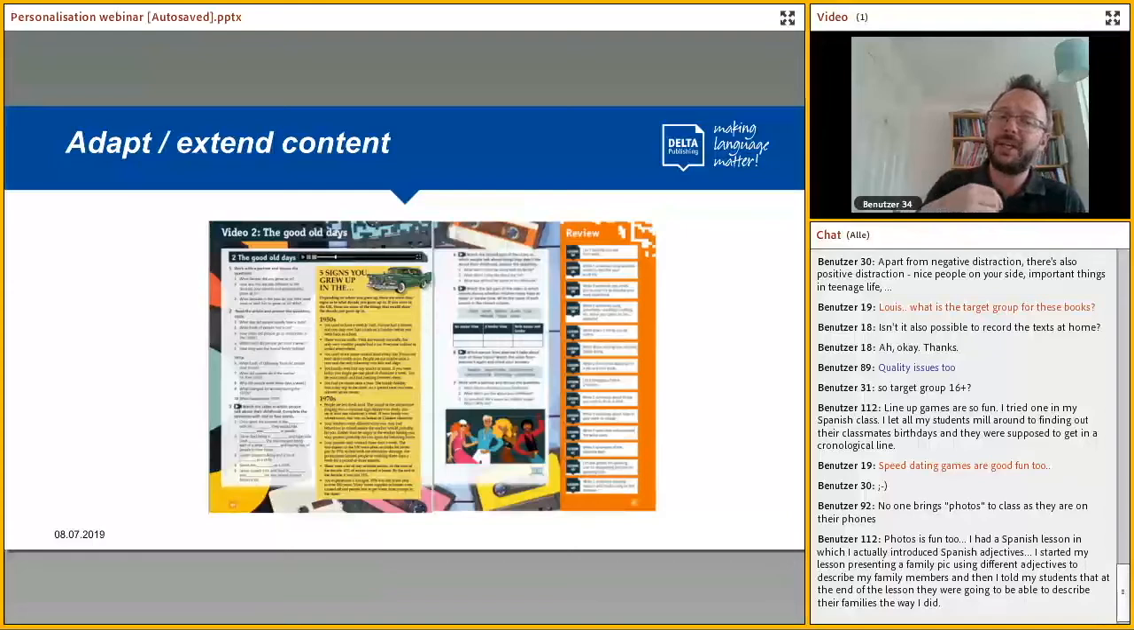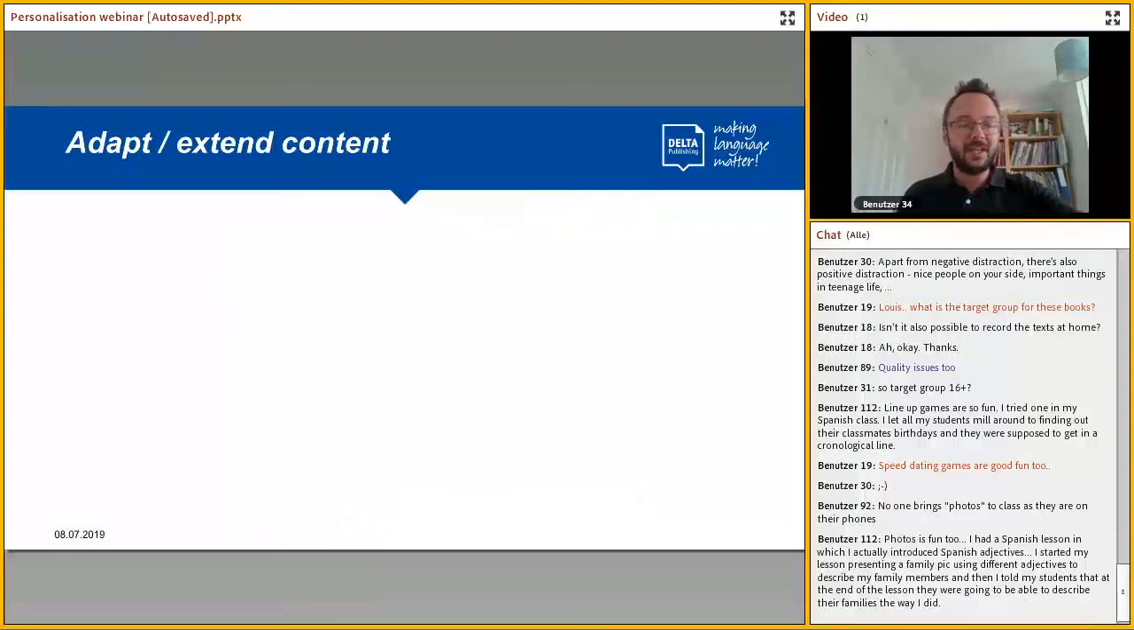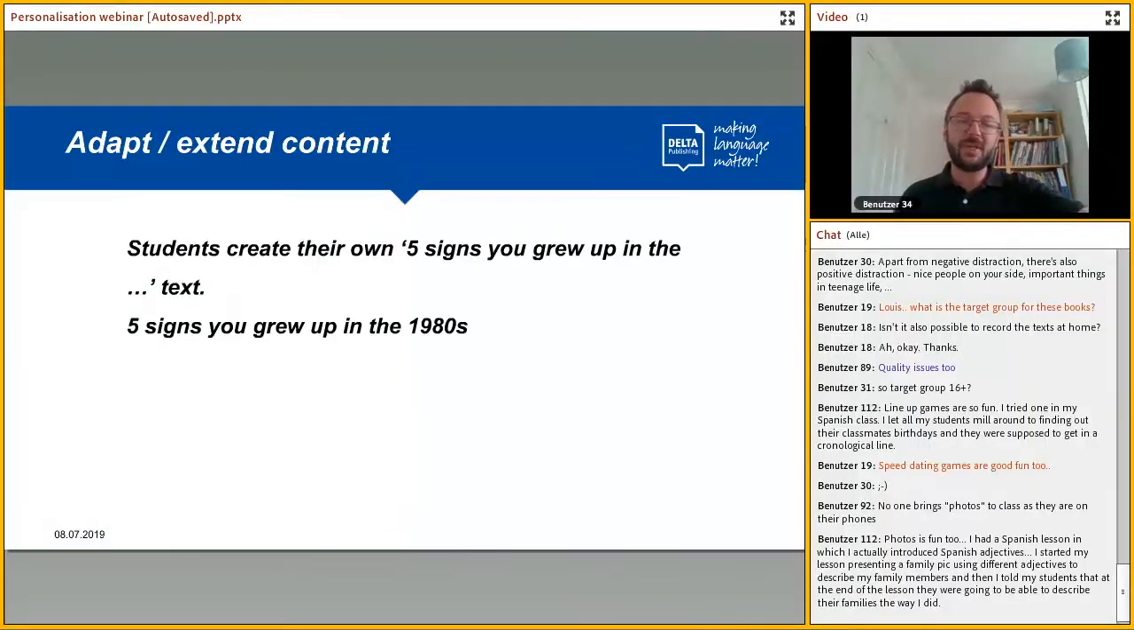And before watching it, they read these texts. People are answering the questions: what did you like about your childhood? What didn't you like about your childhood? What was good about growing up in the 70s? What was good about growing up in the 80s, etc. And in the text it's like 5 signs you grew up in each of these different decades. So one thing you could do here is simply personalize it to the decade that the students grew up in. I grew up in the 80s, 90s.